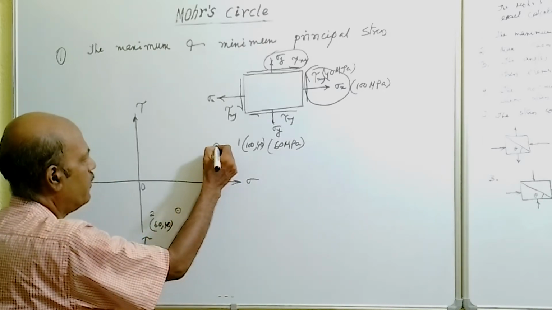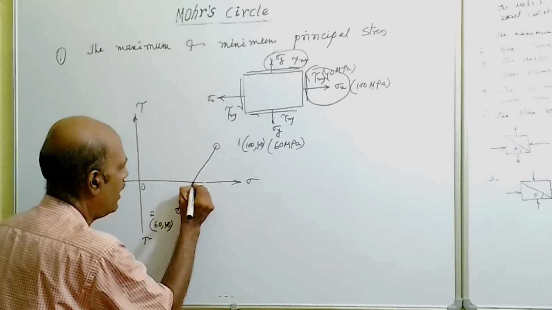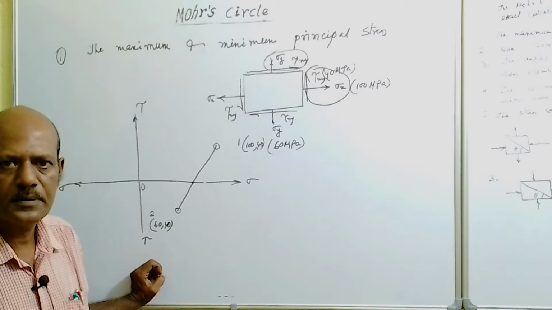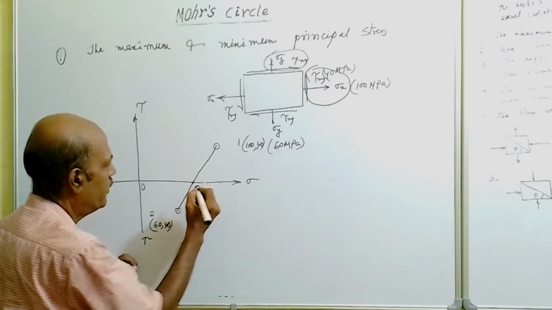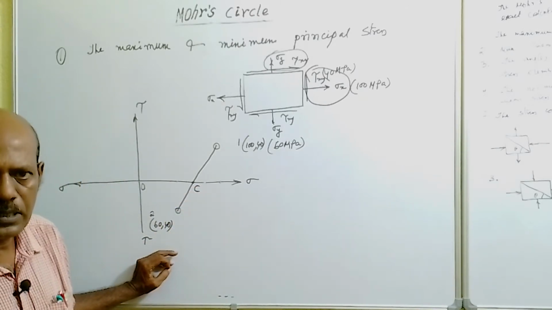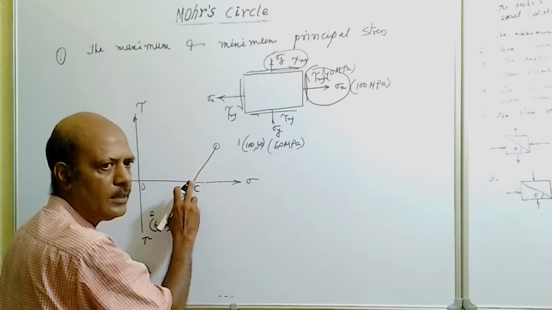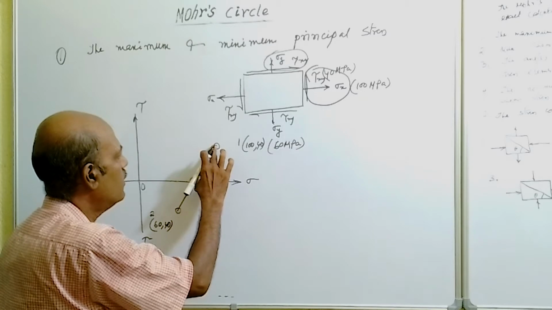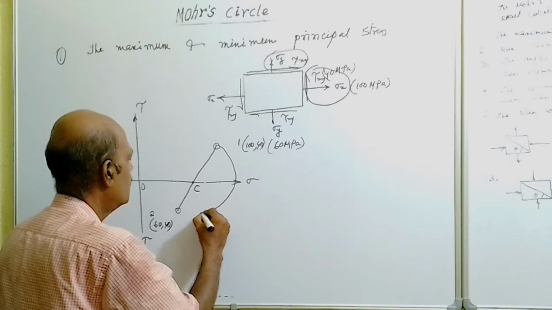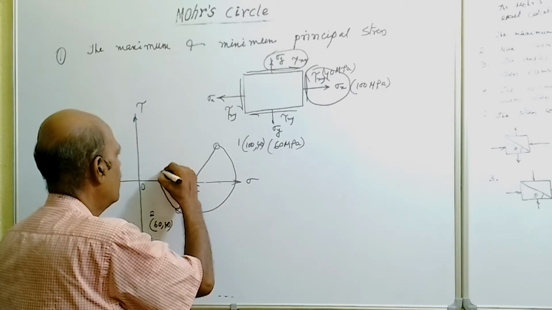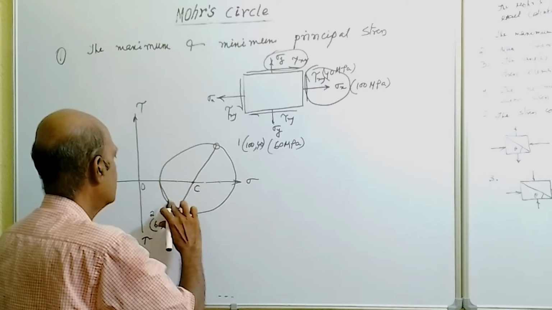Now join these two points, point 1 and point 2. It will intersect somewhere on the sigma axis. That will be the center of the Mohr circle. I am marking it by point C; C denotes the center of the Mohr circle. Using a pencil compass, take this as the center and this distance as the radius, and complete the circle. So this becomes the Mohr circle. We have got the Mohr circle.